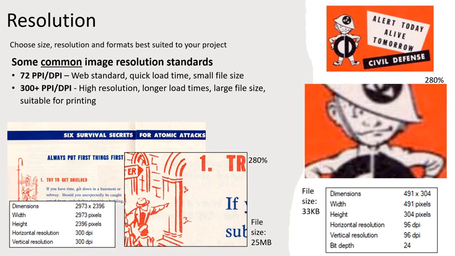Now you may see resolutions listed as either PPI or DPI. PPI means points per inch. This is used for screens, and DPI is used for printing. It's dots per inch.